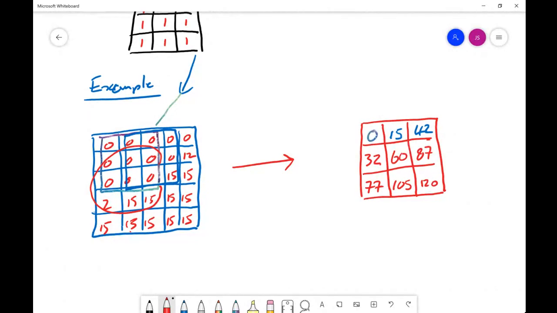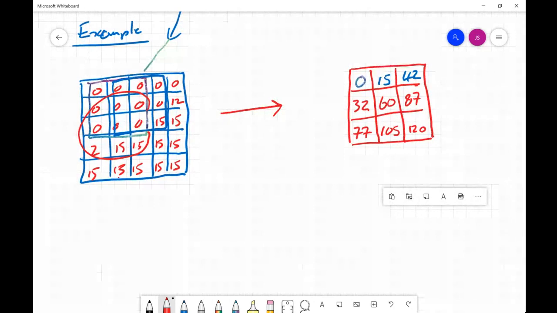So that would appear to be your filtered image. But we've got some crazy values appearing in here. 0 and 15 are within the range. All the rest are outside the range. Now, clearly, this has to be normalized.